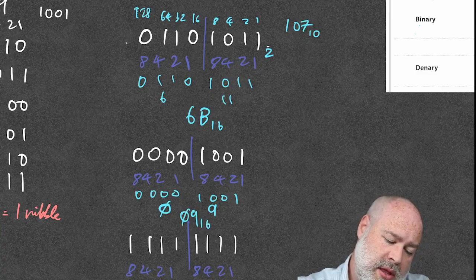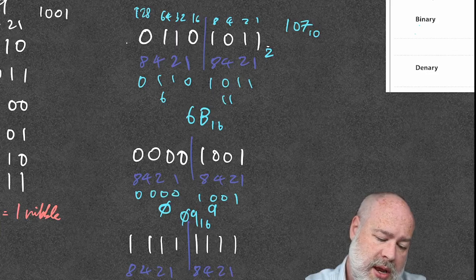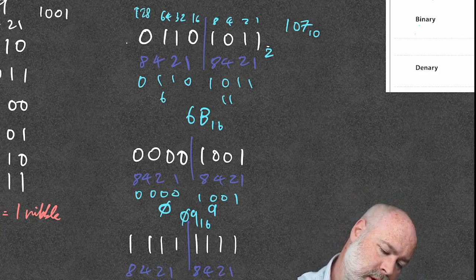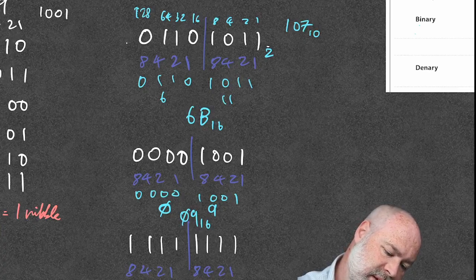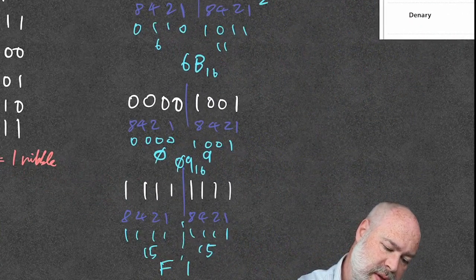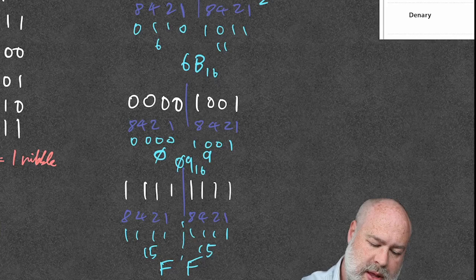And that's just the same as it would be in denary. Here, we've got them all turned on. That's 15 if we're looking at just the nibbles, you see. And what's 15? It's F. So F, F. You put them together, FF is the equivalent of that in base 16.